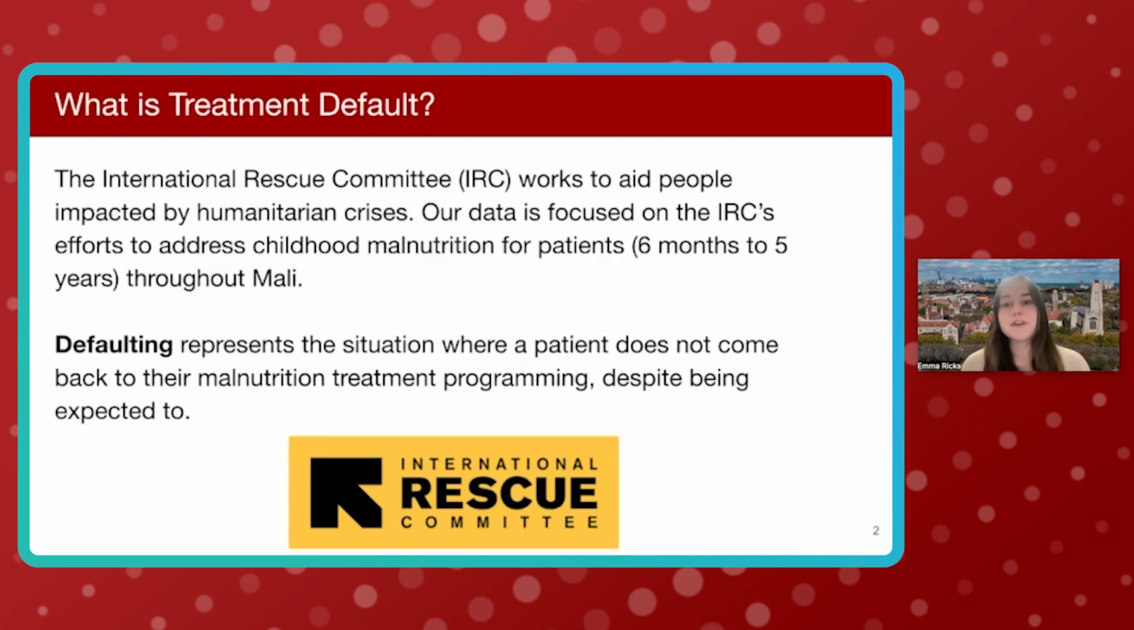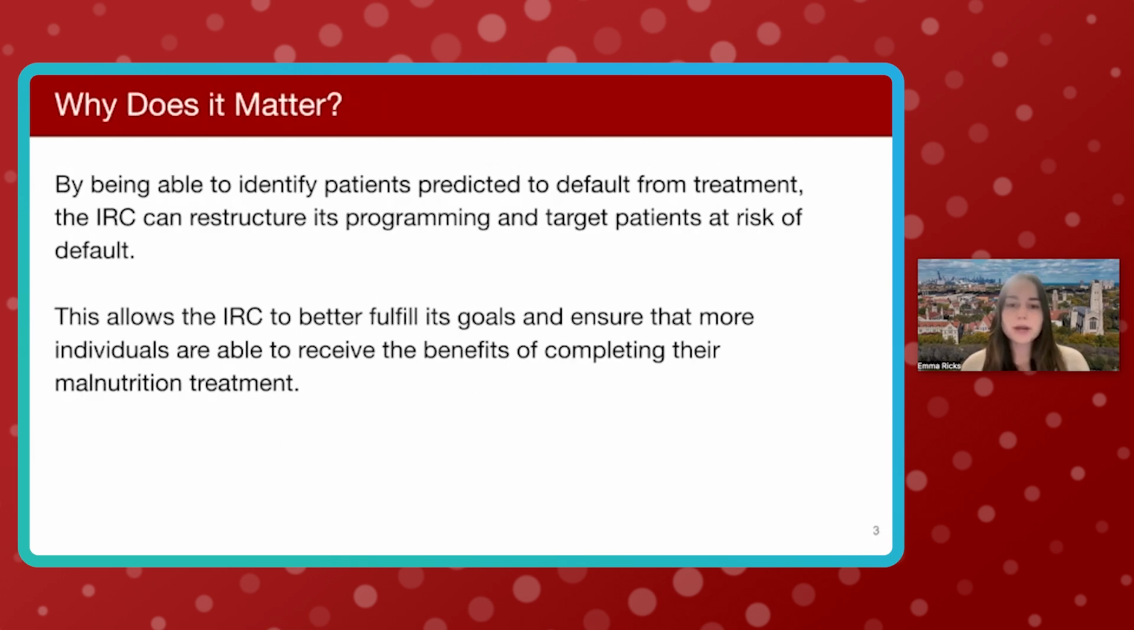Defaulting means that a patient fails to complete the treatment process, which occurs when they miss 2 appointments. Default is important to predict because if clinic workers can identify patients at high risk for default, they can provide these children with additional support to ensure they receive continued care and reach a healthy weight.